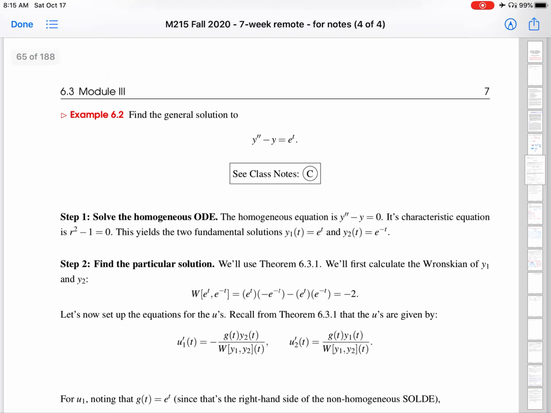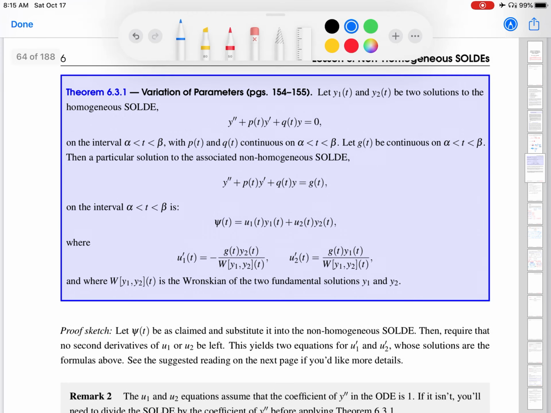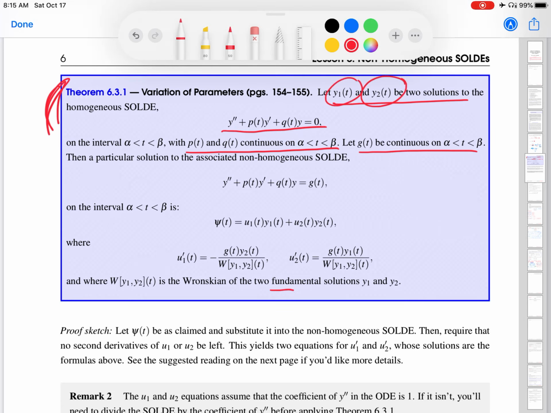That's the point of this example, really, to go up to the previous page and talk about the variation of parameters approach. This is Theorem 6.3.1 up here. So what does this say? Variation of parameters. Suppose y1 and y2 are two solutions to the homogeneous ODE with p of t and q of t continuous. That's our usual setup. And let g be continuous on the interval alpha to beta. And y1 and y2 are a fundamental set of solutions, so we'll clarify that.